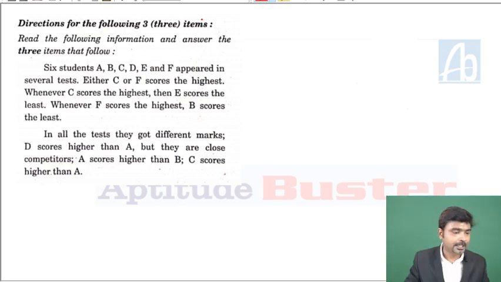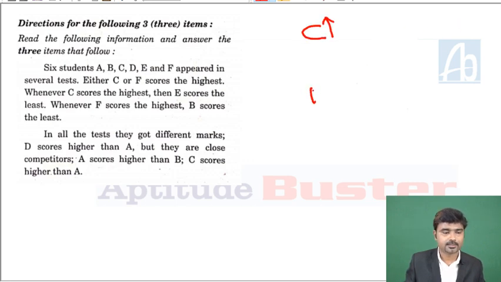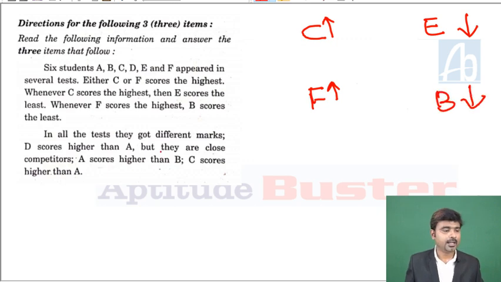Yes. Next question. 6 students A, B, C, D, E and F appeared in several tests. Either C or F scores highest. That is the given condition. Whenever C scores highest, E scores the least. Whenever F scores the highest, B scores the least. Only 2 cases, but in this question 3 items are given, right? So once you solve this question, you can find the answer for 3 questions.